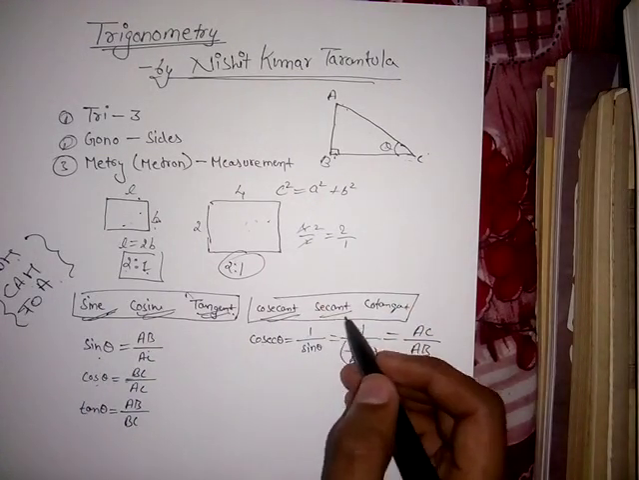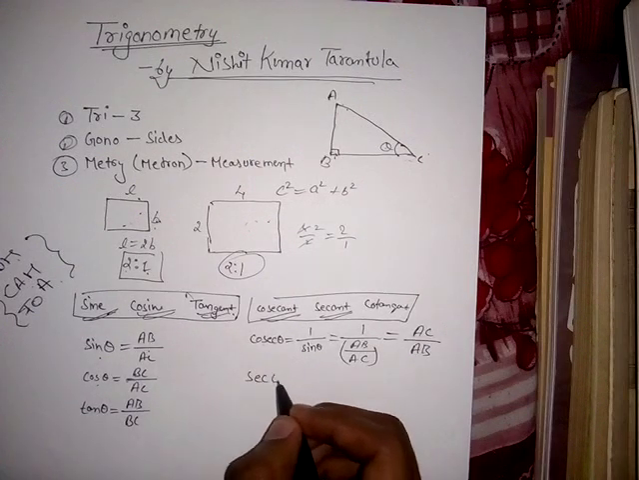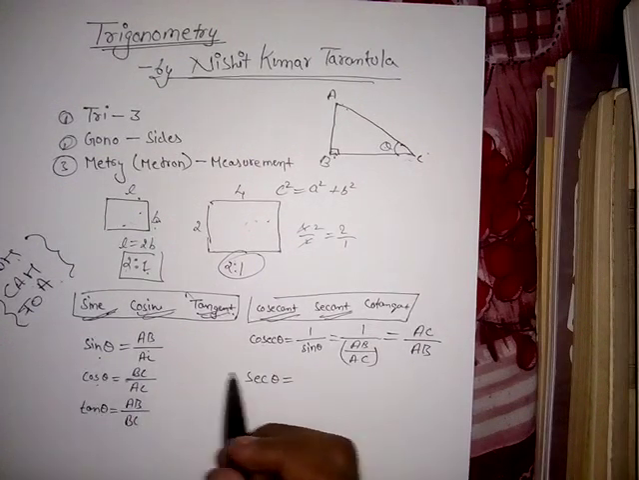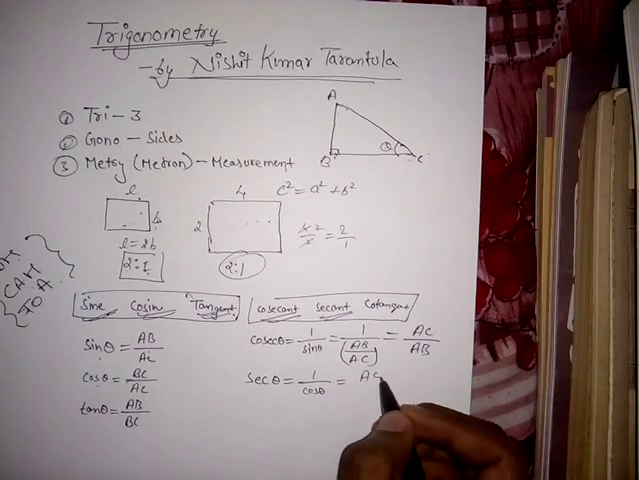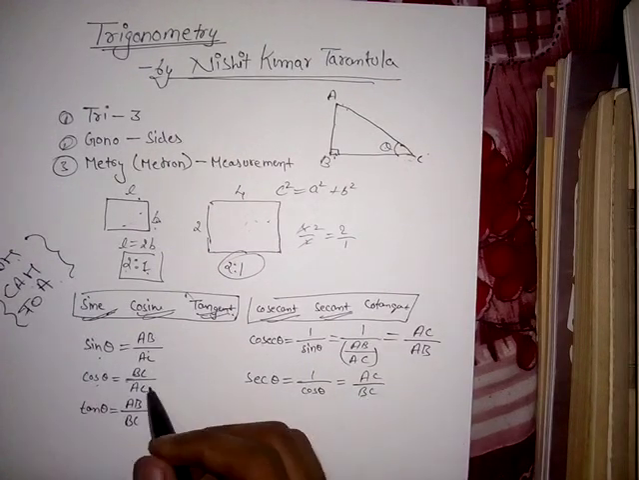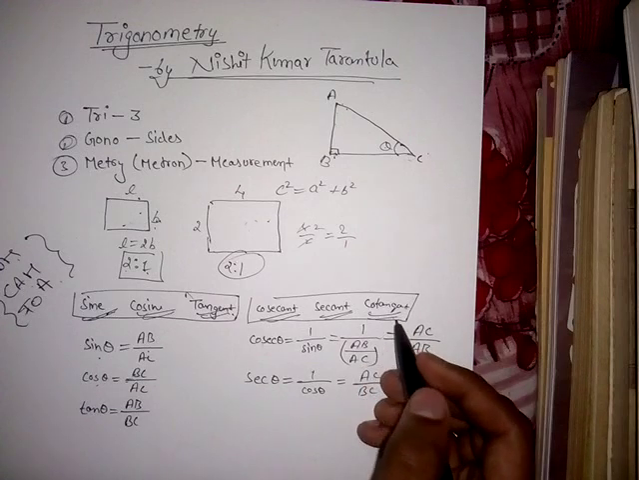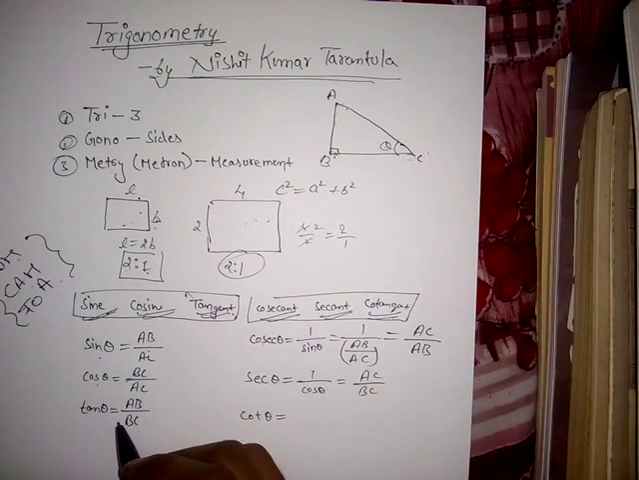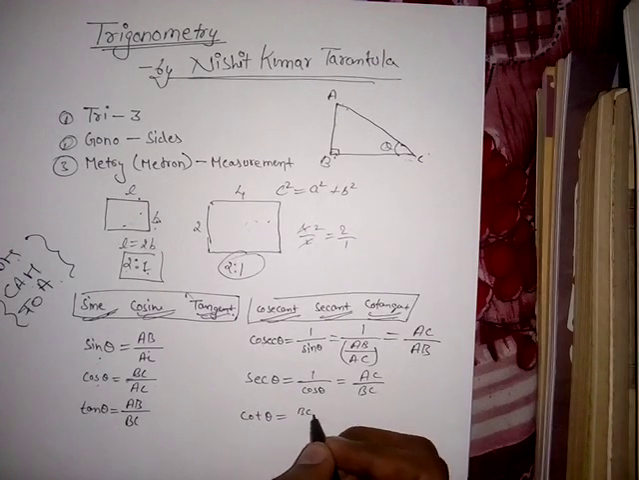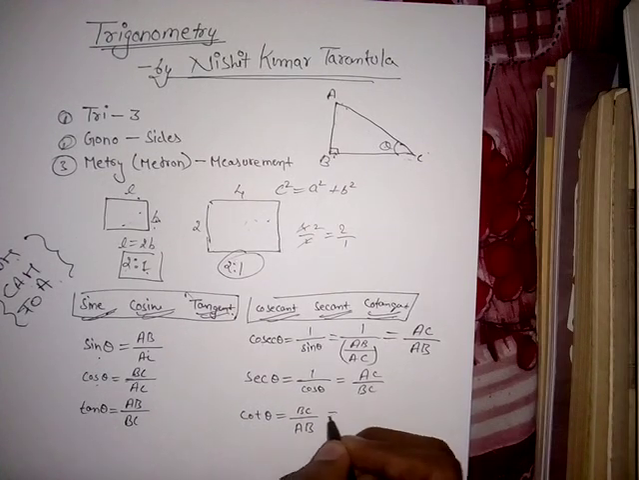Now let's focus on secant. It's written as sec theta. It's the reciprocal of cos theta, so it will be AC over BC. Now cotangent, it's written as cot theta. It's the reciprocal of tan theta, which is BC over AB.